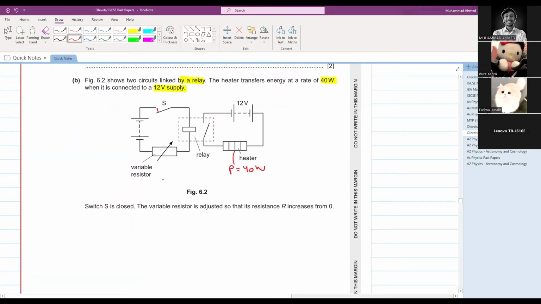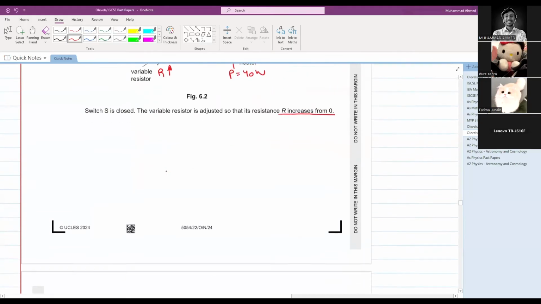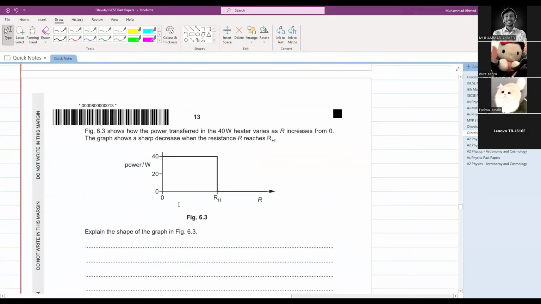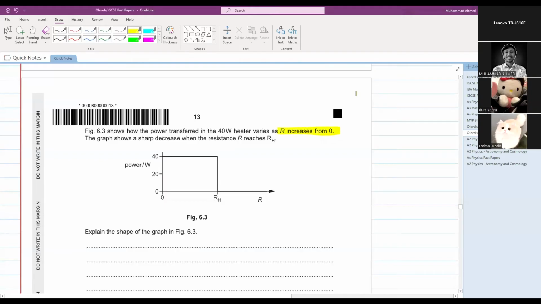बेटा ये switch हम close कर रहे हैं. We are closing this switch. Perfect. The variable resistor is adjusted so that its resistance is increased from 0. So you are increasing the resistance of the variable resistor. थोड़ा सा complicated electric circuit है. Please listen carefully. Figure 6.3 shows how the power transferred in the 40 watt heater varies as R increases from 0. How the power in the heater varies as you vary the variable resistor's resistance. Okay. What is your question?